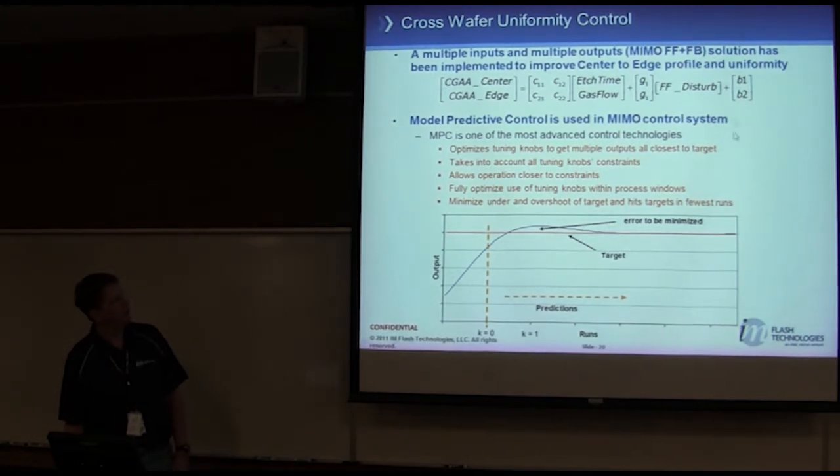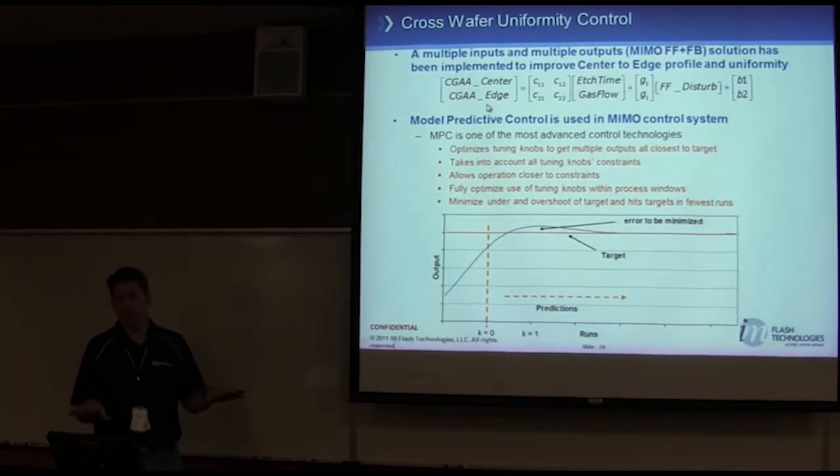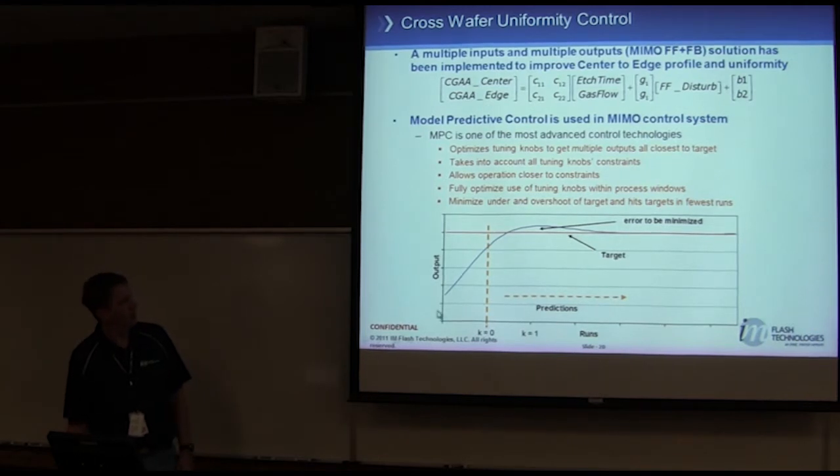So here's what I talked about. This is a MIMO controller. Two variables: we've got etch time and gas flow that we're adjusting to hit our CGAA in the center and at the edge. So we have better uniformity across the wafer. And this is our predictive control that we're doing.